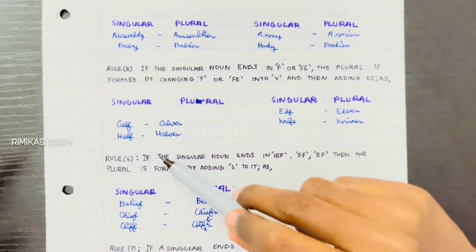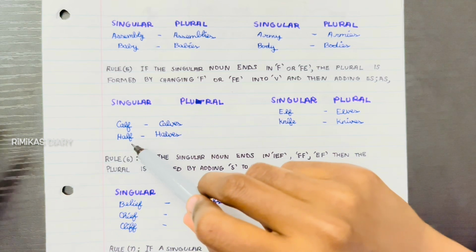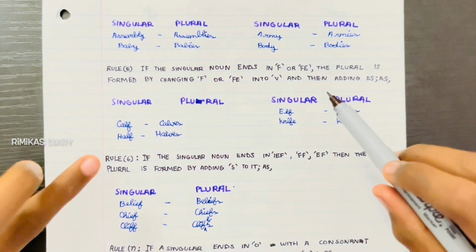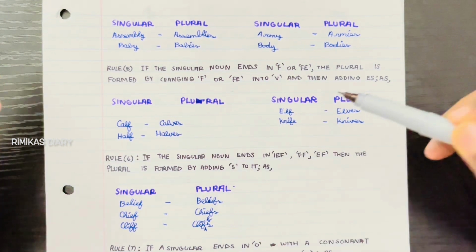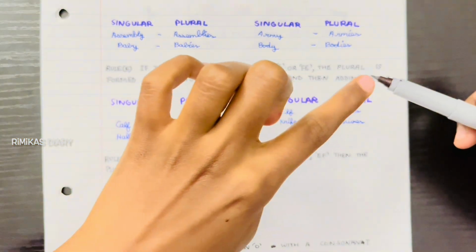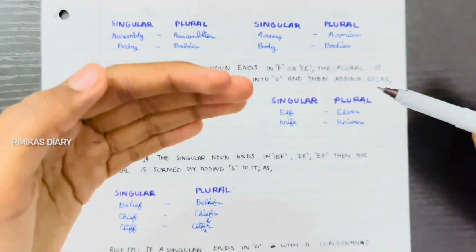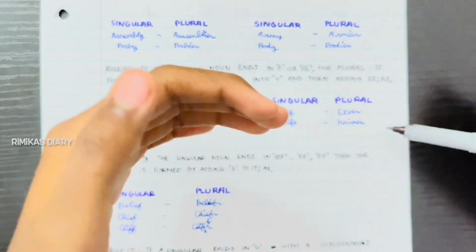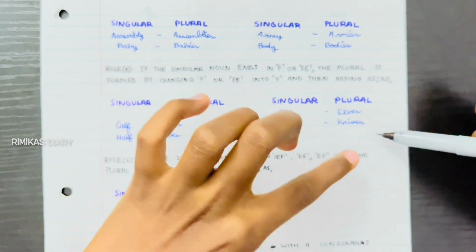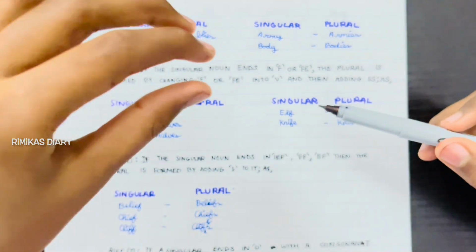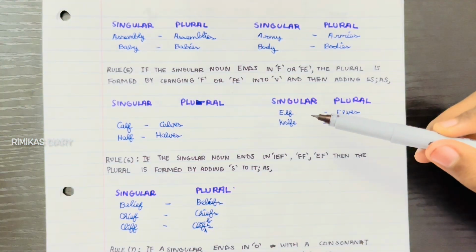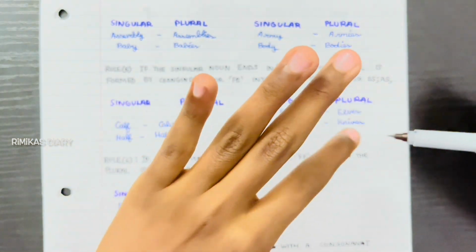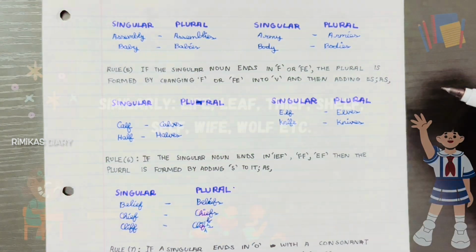Half, halves. So here there's F at the end, so I'm changing F into V and then adding ES at the end. Elf, elves. So here there's F at the end, I'm changing F into V and then adding ES. Knife, knives. Here, in this word, the word knife ended with FE, so I'm changing FE into V and then adding ES at the end.